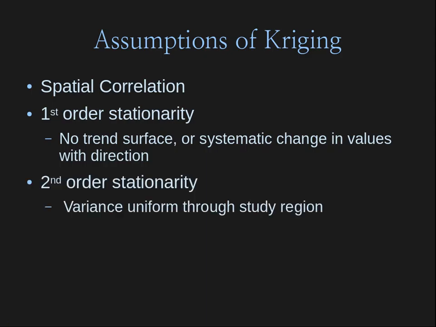We also need second order stationarity, meaning the variance is uniform throughout the study region. We can't have the variance changing dramatically from one end to the other, like really high variance over here and really low variance at another point, because we're essentially applying the same model over the entire region, so the variance has to be relatively even. This is generally the case, but you need to check that, and we'll talk about how to check that.